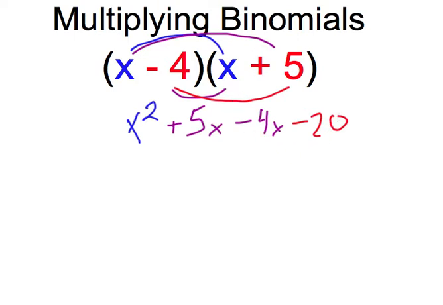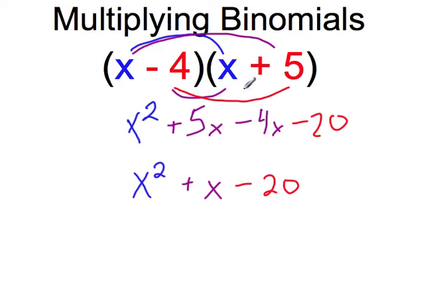And then our last step is just to combine any like terms that we have. The x squared can't combine with anything else because there's no other term that has an x squared in it, so it just remains x squared. The positive 5x and a negative 4x we can combine and get positive 1x, or just x. And then the negative 20 has no other constant term to combine with, so it just stays negative 20. So that's what we end up getting when we multiply these two binomials together.